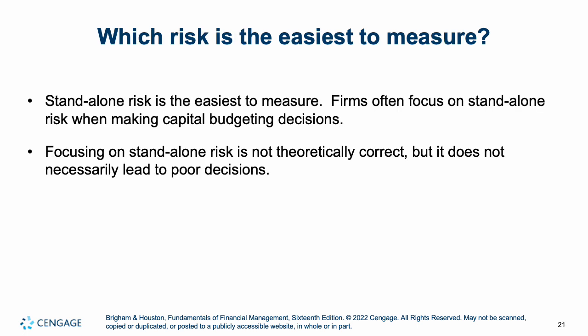What risk is easiest to measure? Well, standalone risk is easiest to measure, and firms generally focus on standalone risk when they're making capital budget decisions. It may not be theoretically correct, but it does not necessarily lead to poor decisions. So even though that's the risk of this project by itself or in a vacuum, if it looks very risky or very safe, it's a way we can gauge when we're making budgeting decisions. And by doing that, it may not be theoretically correct, but it generally leads to correct decisions anyway.